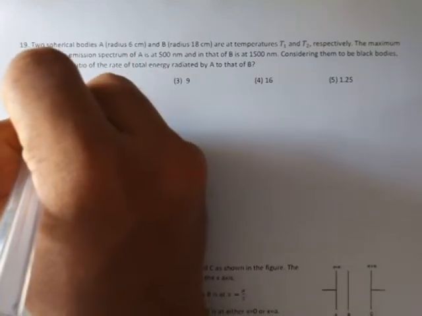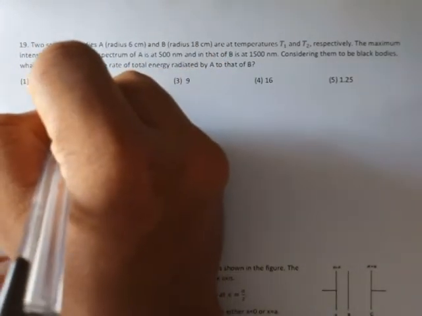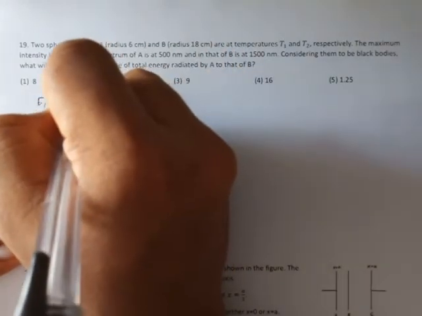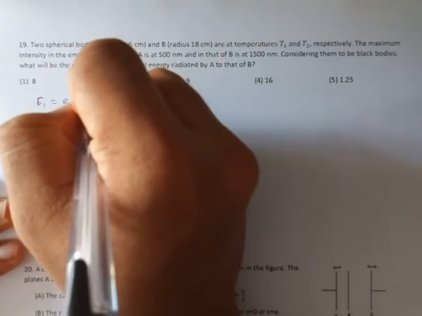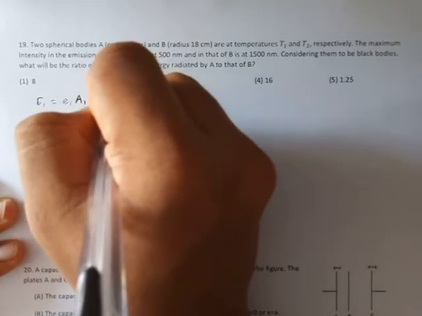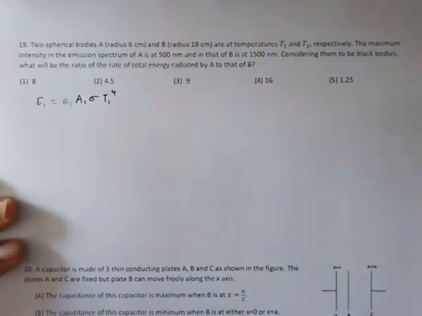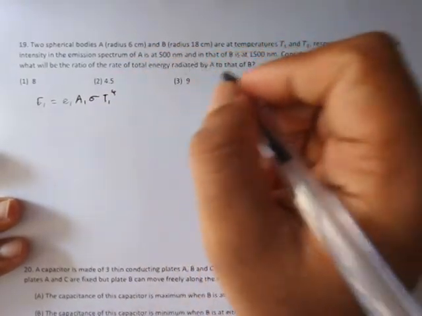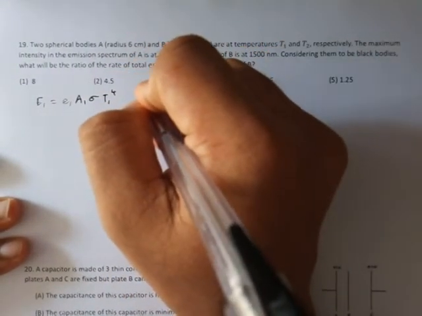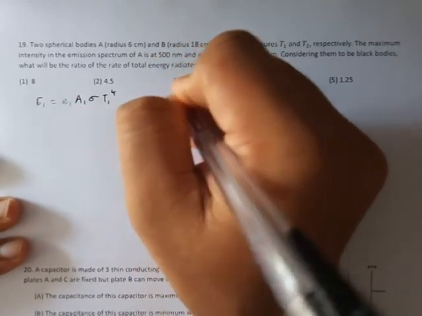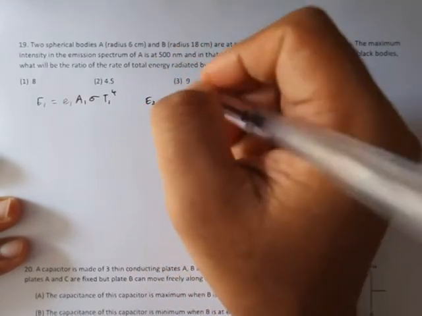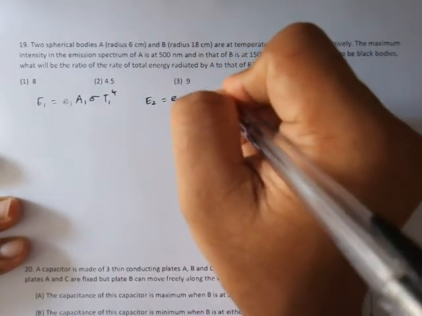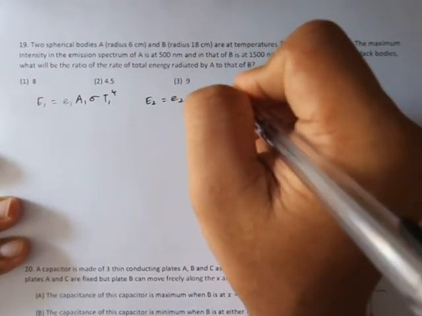so I can write E1 is equal to A1 sigma T1 to the power 4, and if I consider the energy emitted by B is E2, I can write E2 is equal to A2 sigma T2 to the power 4.